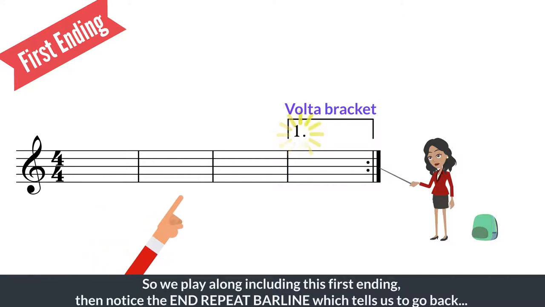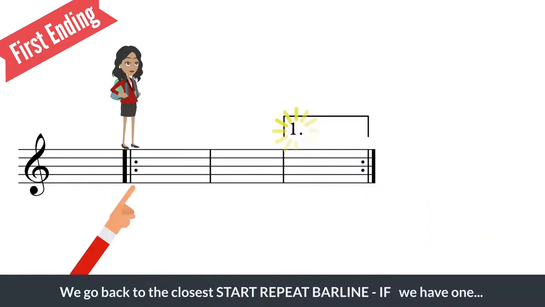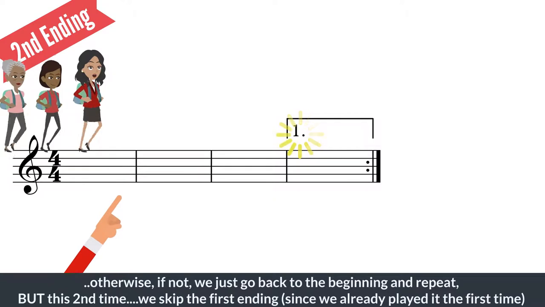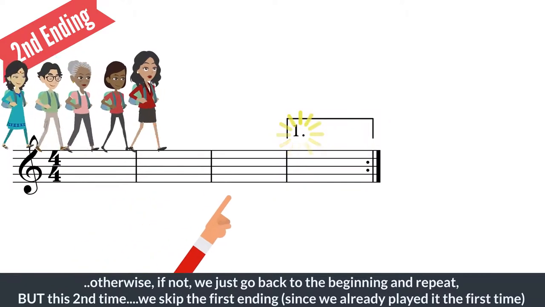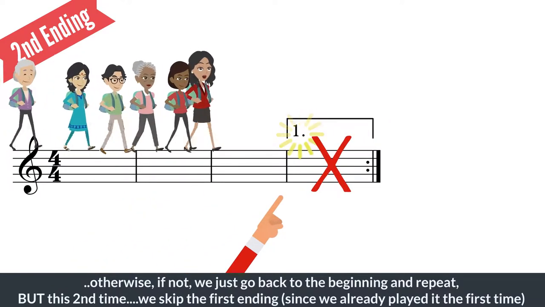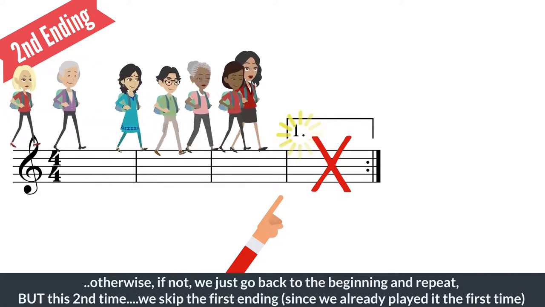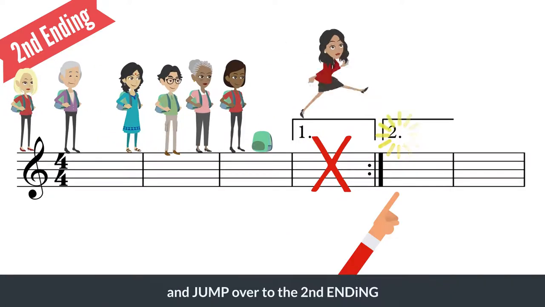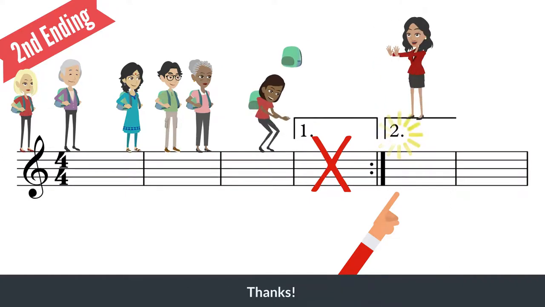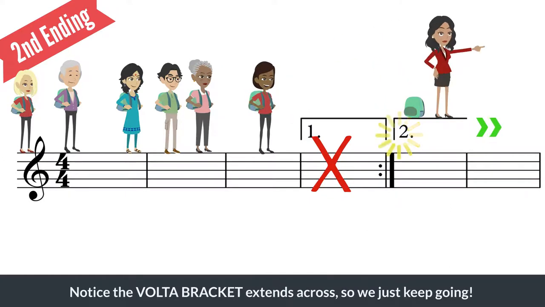So we play along, including the first ending, then notice the end repeat bar line, which tells us to go back. We go back to the closest start repeat bar line, if we have one. Otherwise, if not, we just go back to the beginning and repeat. But the second time, we skip the first ending, since we already played it the first time, and jump over to the second ending. Notice the Volta bracket extends across, so we just keep going.